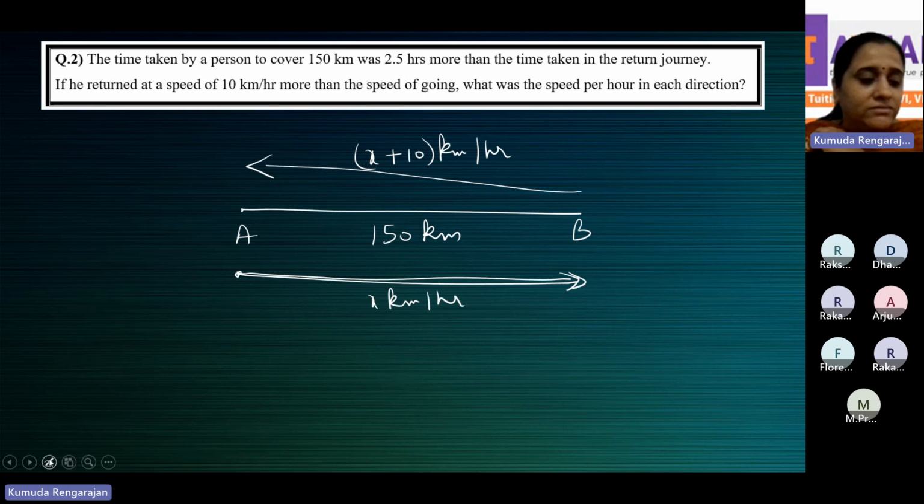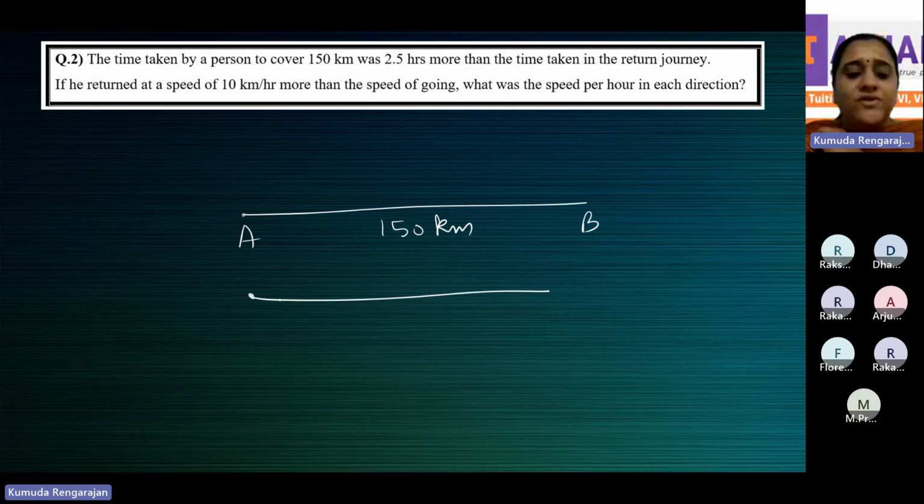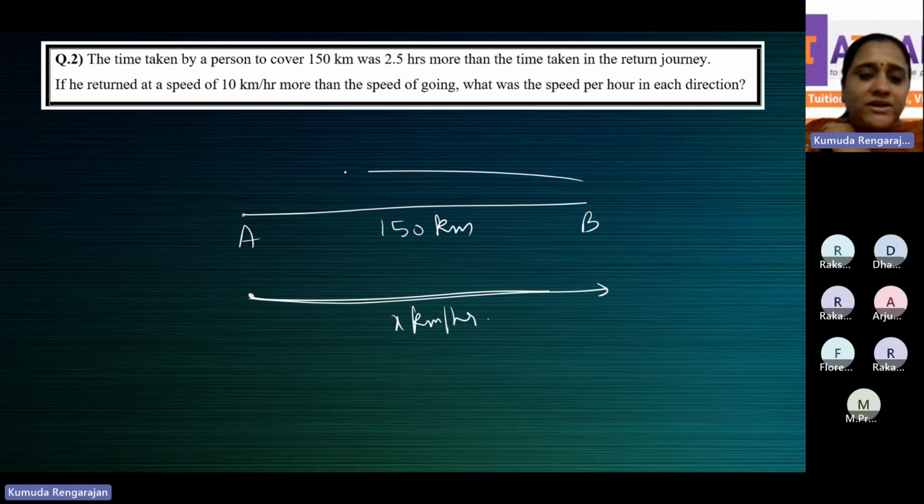Okay, we'll do it again. So we'll say points A and B. The distance between them is 150 kilometers. So this person goes from A to B at a speed of X kilometers per hour. This is the speed of going. The speed of returning is 10 kilometers per hour more, as given in the question.